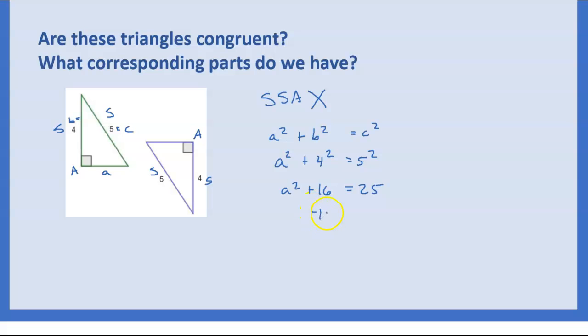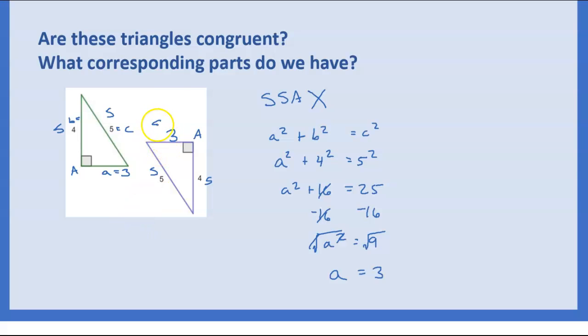And then we can just solve this for A. We subtract 16 from both sides. We get A squared equals 9. Square root both sides. We get A equals 3. So the fact that this is a right triangle means that if they give us two sides, we always know what the third side is.